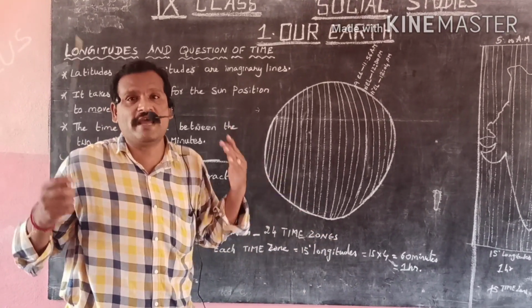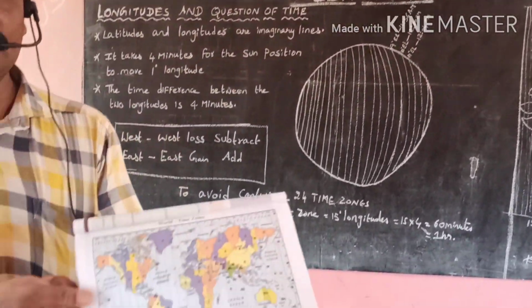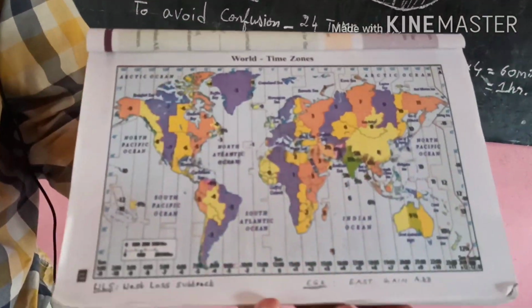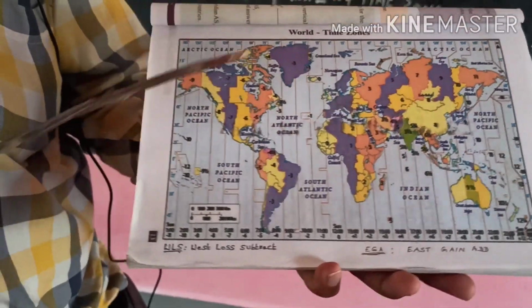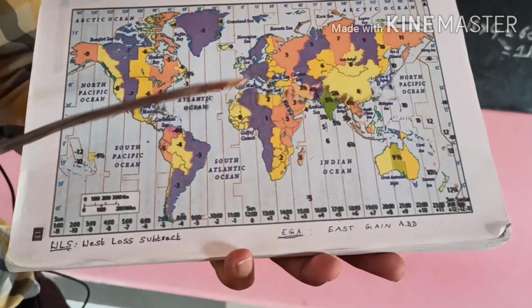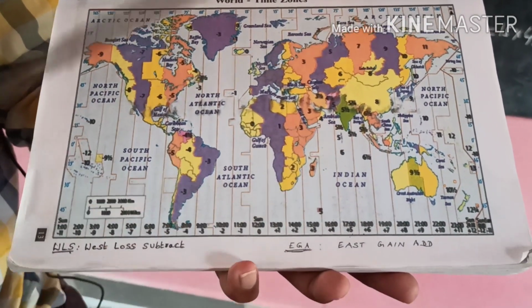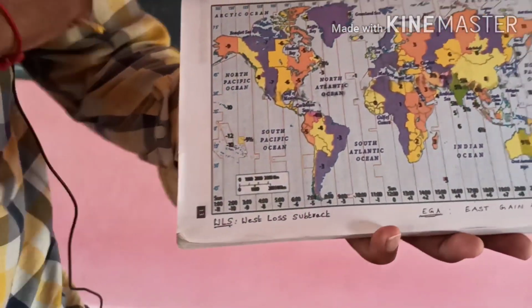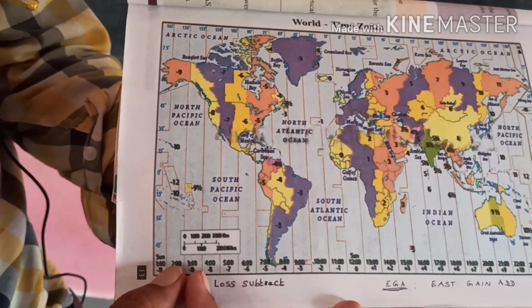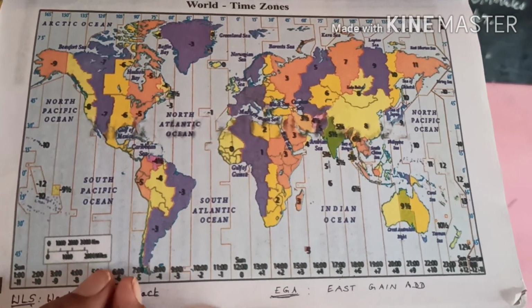It leads to confusion. To avoid this confusion, the map makers divide the world into 24 time zones. Each time zone consists of 15 longitudes.